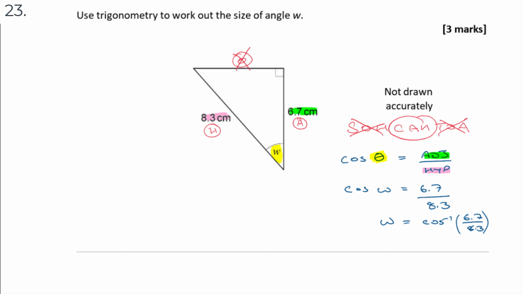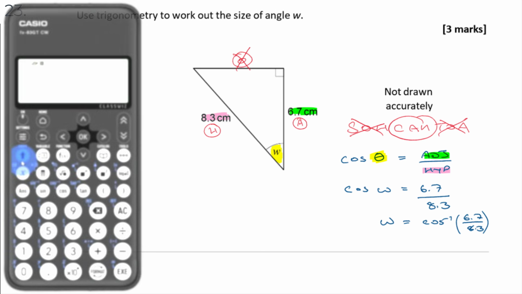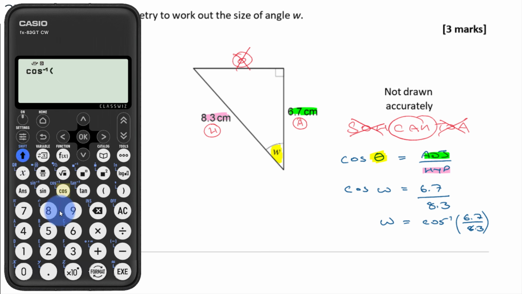Now I'm going to type that into the calculator. Just make sure your calculator is in degrees mode. It's got a little D on the top of the display, otherwise you'll get the answer wrong. And then I'm going to press the shift key before pressing cos, so I can get cos to the minus 1. And then I'm just going to put it in using the fraction key. So I'm going to put 6.7 on the top, and 8.3 on the bottom, and ask the calculator to give me the answer.